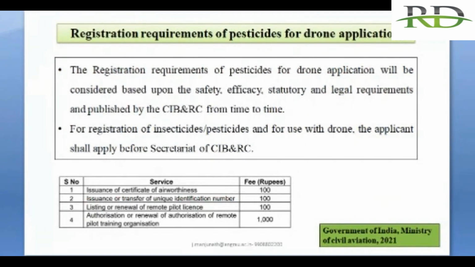Next. As I told, if you want to register the chemical, it is very important. For CIB&RC recommended pesticides especially, we have to get permission from the Government of India, the Ministry of Civil Aviation. We should take permissions.